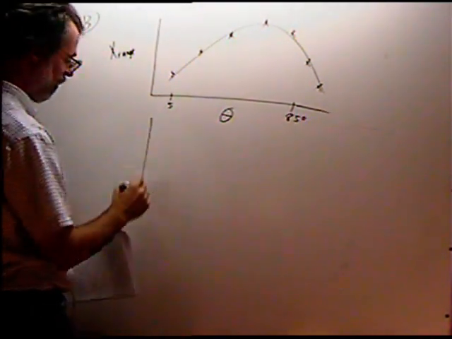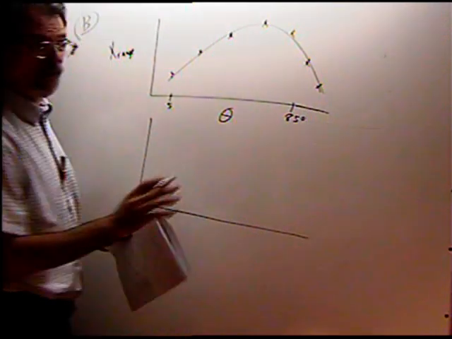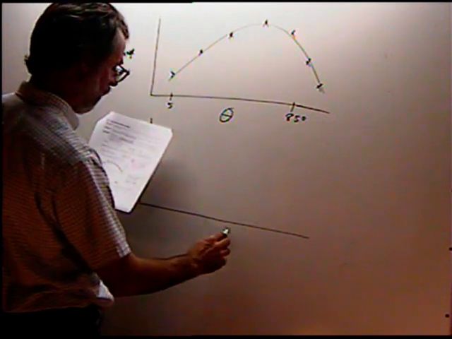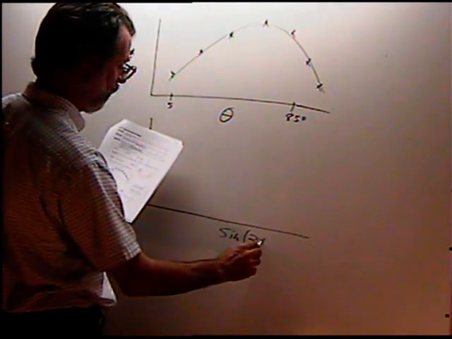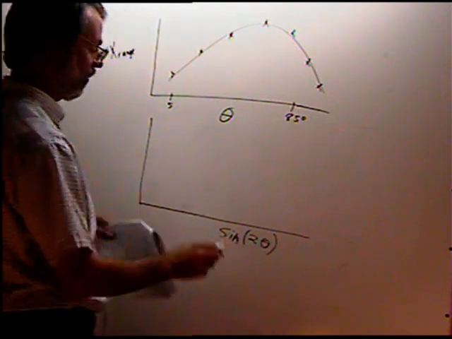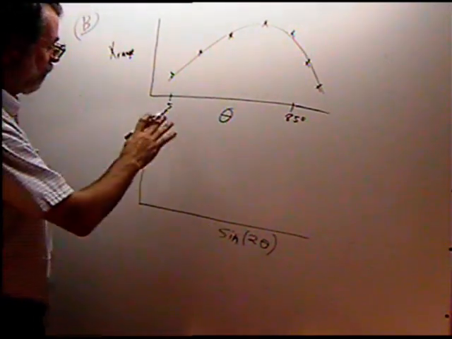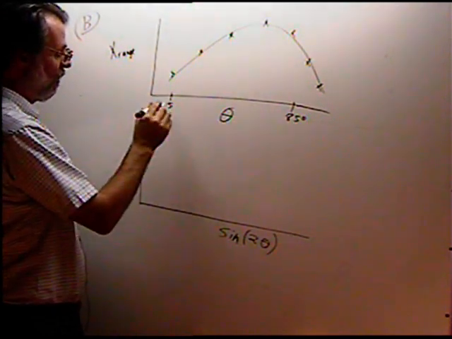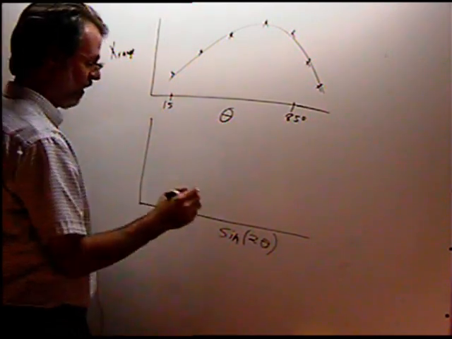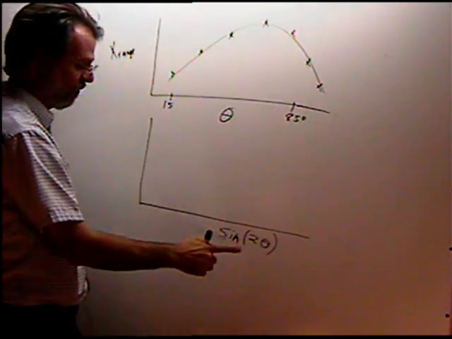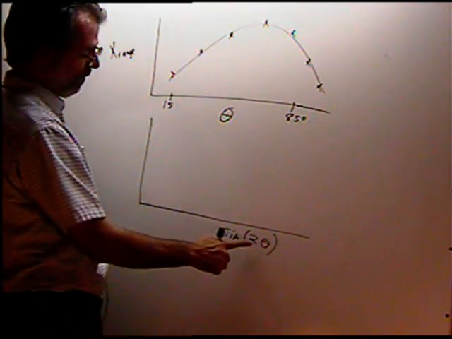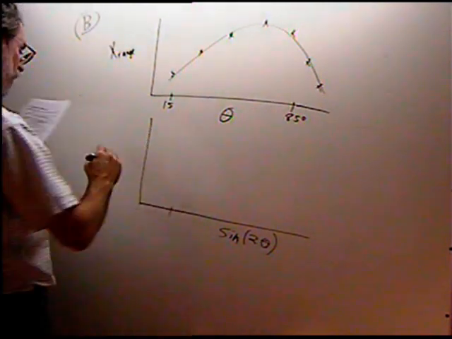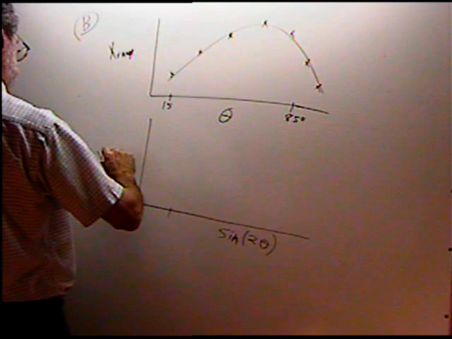In the second graph, right below it, on the same graph paper, what I want you to do down here is to plot on the horizontal axis the sine of 2 theta. Okay, sine of 2 theta. So what that means is, for instance, if this were 15 degrees, you would take the sine of 2 times 15 degrees. Well, 2 times 15 is 30. Take the sine of 30 and you would plot that. And then over here you would plot the range, x range.